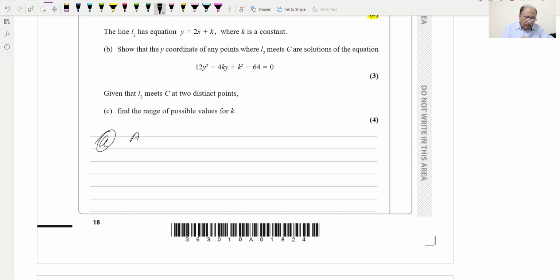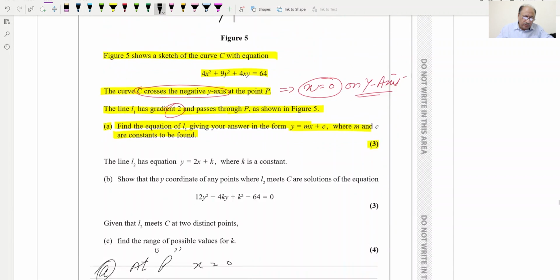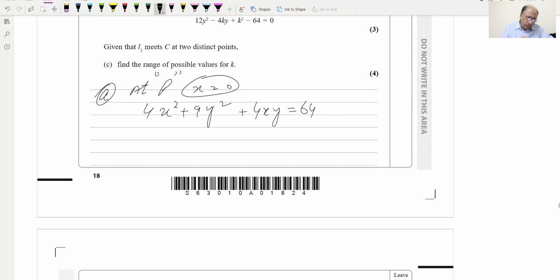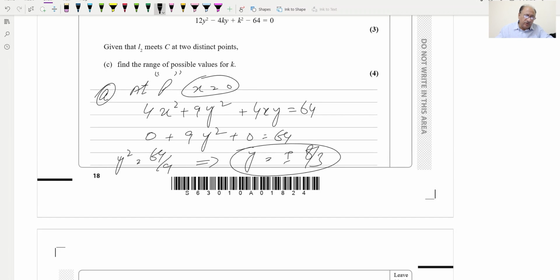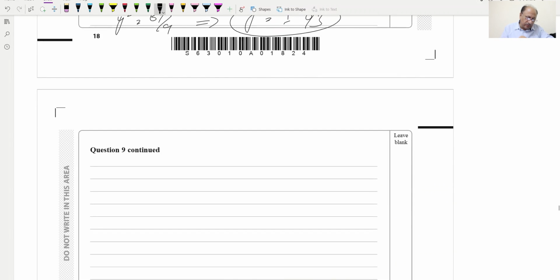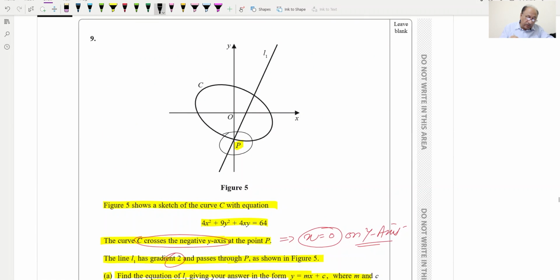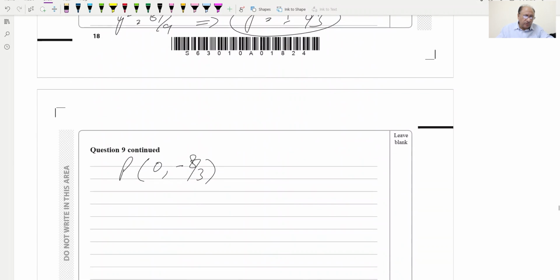At P, x will be equal to 0. So our equation is what? 4x squared plus 9y squared plus 4xy is equal to 64. So we will replace x with 0. So 0 plus 9y squared plus 0 is equal to 64. So y squared is equal to 64 over 9. This implies y is equal to plus or minus 8 over 3. This will be the y value, and the x value we know is 0. So the coordinates of P are 0, minus 8 by 3. Why are we not taking plus 8 by 3? Because this is the negative y-axis, so the y value will be taken negative. So this will be the coordinates of P.